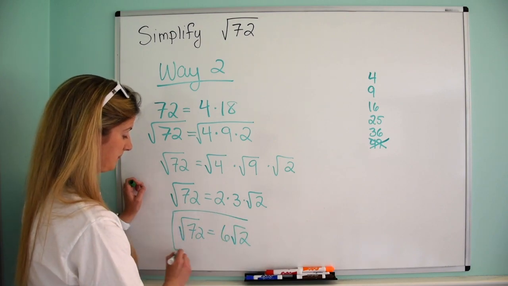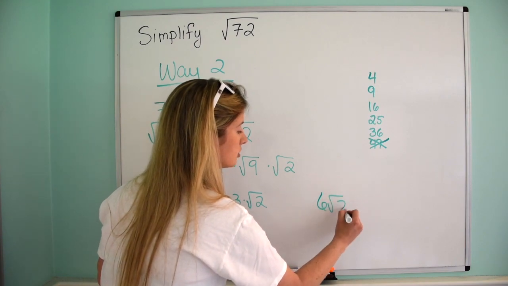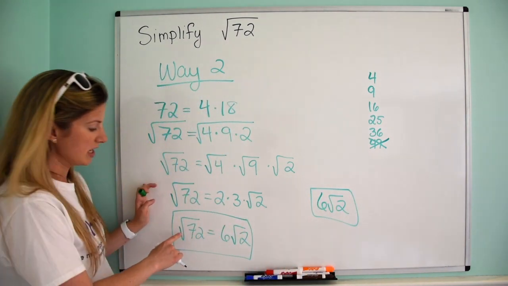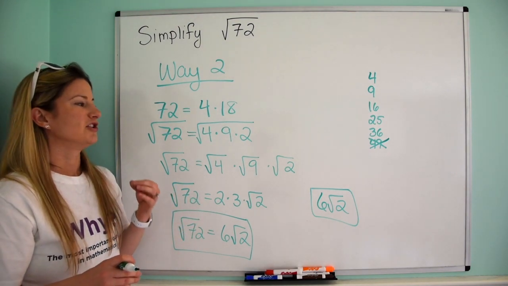So we're done. And again, if you don't want to write this whole big thing, you can just write, 6 root 2 is my answer, okay, over here. But the square root of 72 equals 6 root 2. Awesome. So you know what's interesting?